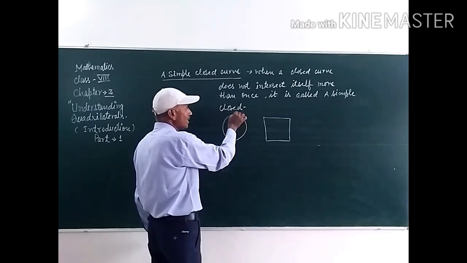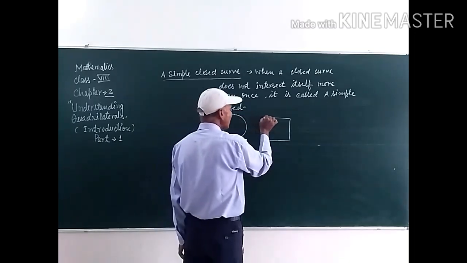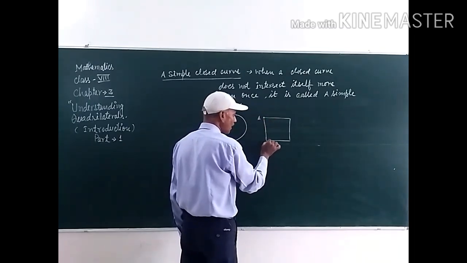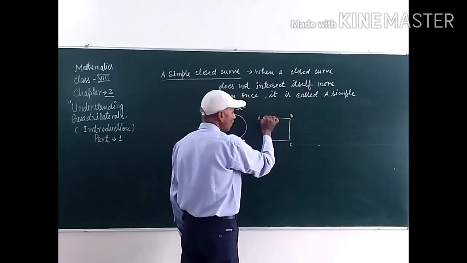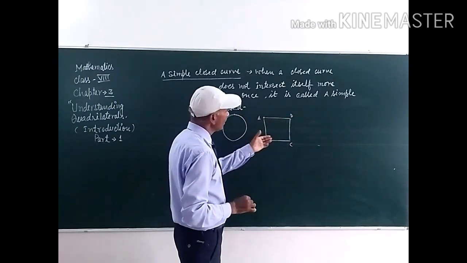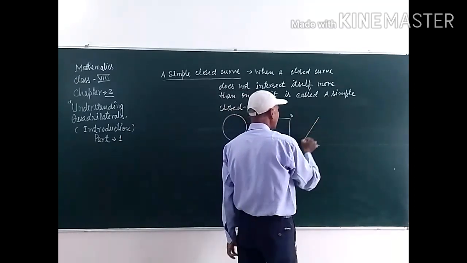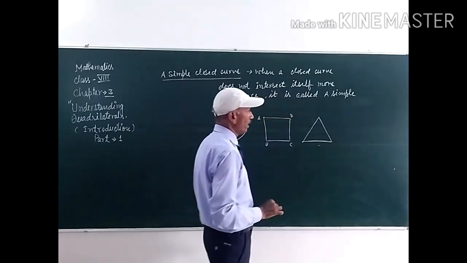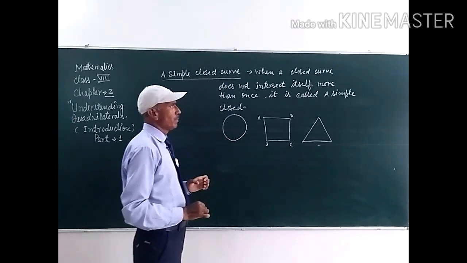So at least one time it intersects itself. From this point, from A we start, we get B, from B to C, and C to D, and D to A. It is a simple closed curve, and again this one is also a simple closed curve, students. So these are the examples of simple closed curve.